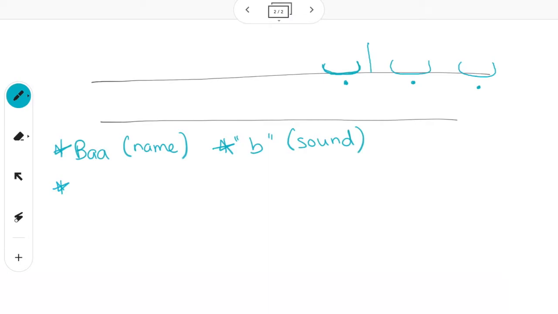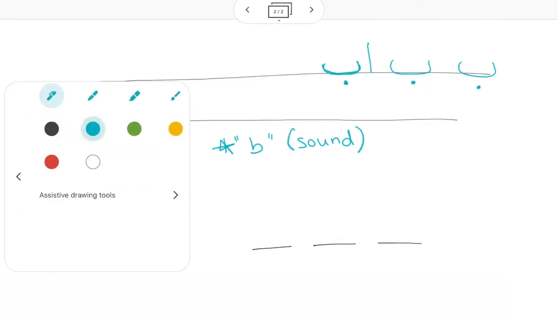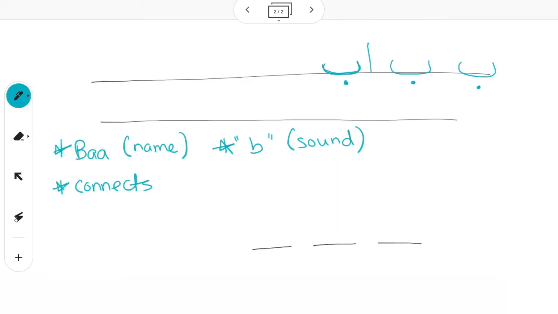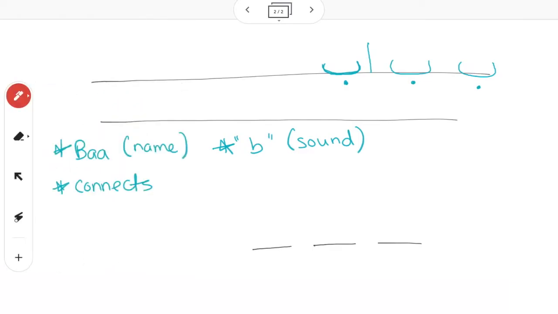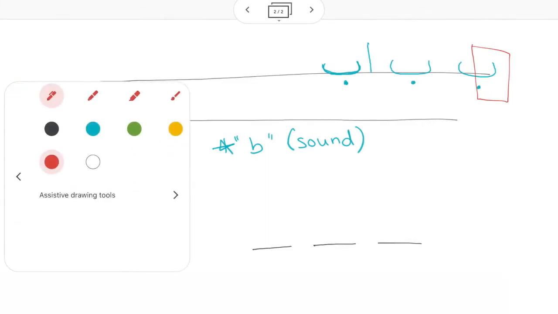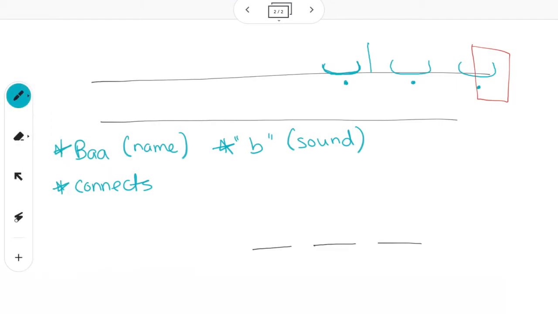Now, Ba is a letter that is a consonant, which means it has its own sound, and it's a letter that connects. So when we learn letters that connect, we're going to learn 3 forms. Remember, we covered this in the first video. And that is what we call initial, medial, and final position. When ba is in initial position, what we do, I'll do it in red, is we take the first half of the letter ba and then we connect it to the next letter. So it'll look like that.